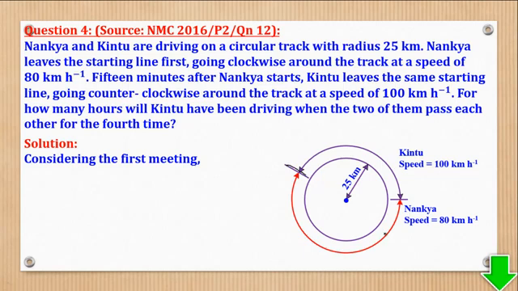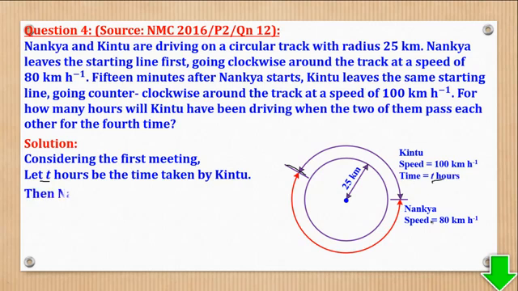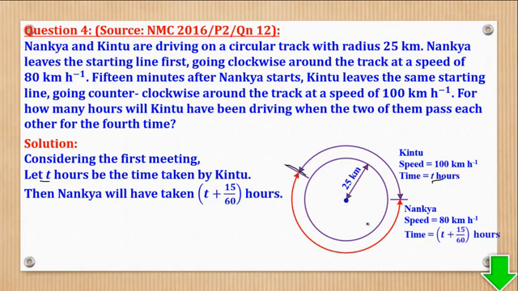Now I want you to notice something. Nancha took more time than Chintu. Therefore, if Chintu took t hours, Nancha will have taken t plus 15 minutes, and 15 minutes is 15 over 60 hours. So you come and say that Chintu took t hours and Nancha took t plus 15 over 60 hours.